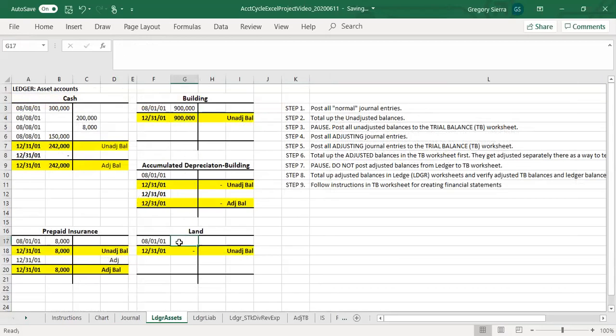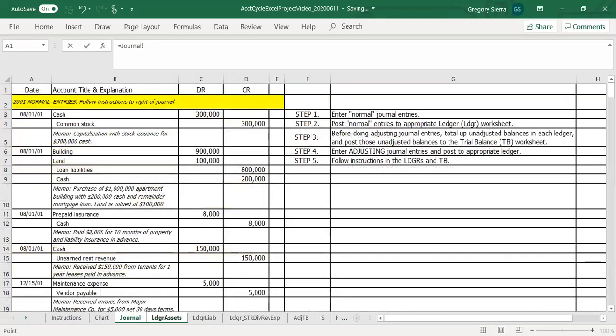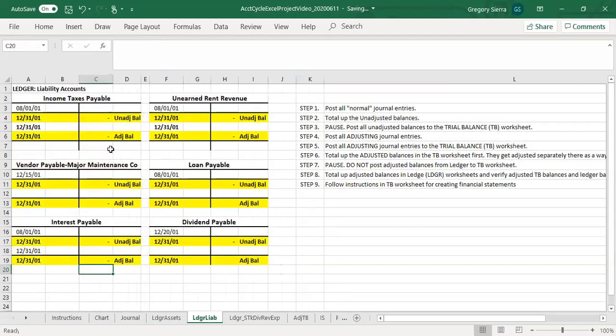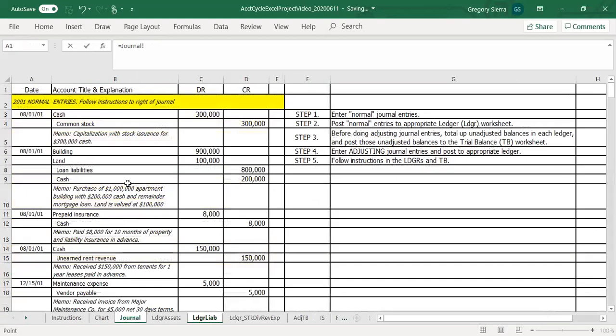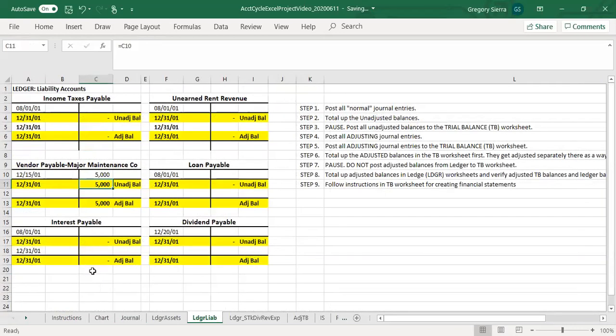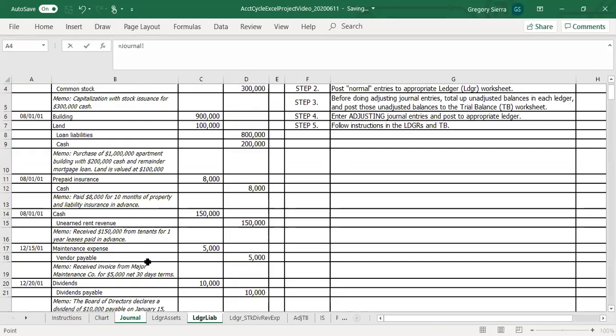Accumulated depreciation, that's going to be an adjusting entry. And so for the assets, I think that's it. So let's go to liabilities. We don't have any income tax payable. We do have maintenance payable. Interest payable, we have an accrued unearned rent revenue, a liability, normal credit balance, right here, 150.